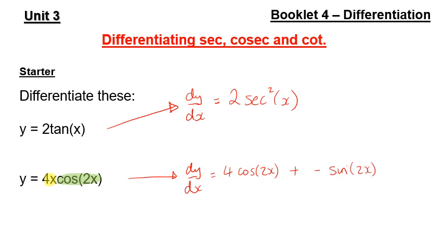I need to times also by the differential of 2x, so I've conveniently left a little space there to fit in that 2. And then I also need to times this by the yellow function, which was the 4x. So I'm going to write my answer, it's 4 cos 2x minus, and then I'm going to times the 2 and the 4x to give 8x sine of 2x.